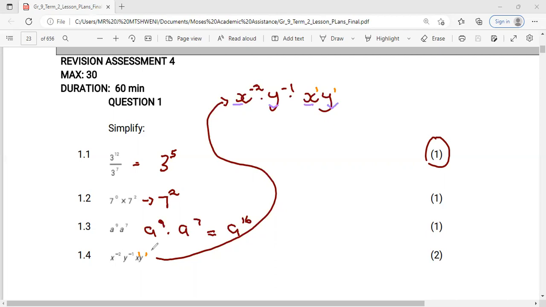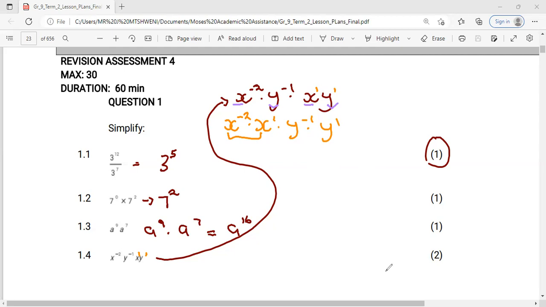Okay. Now we take x and multiply it with x, because now we are grouping. Take x to negative 2 multiplied by x to exponent 1, multiplied by y to negative 1 and y to exponent 1. Now, when you multiply powers of the same base, you add the exponents. Whenever there is a multiplication, you add the exponents.